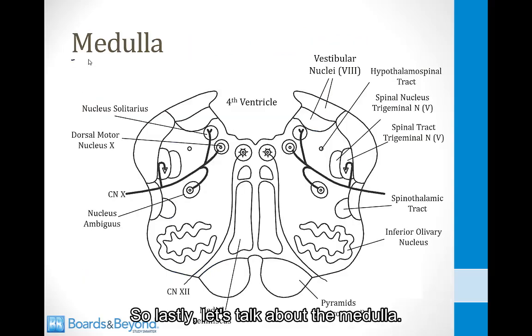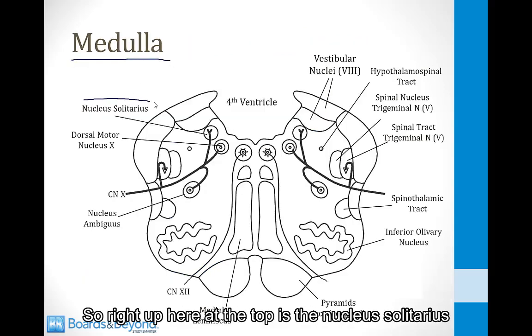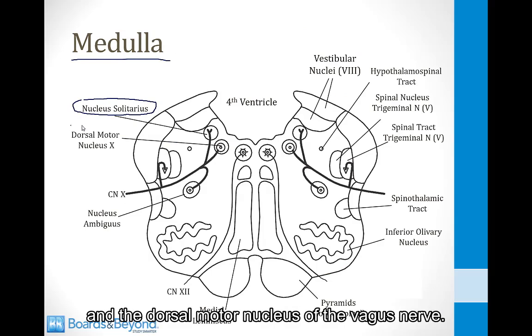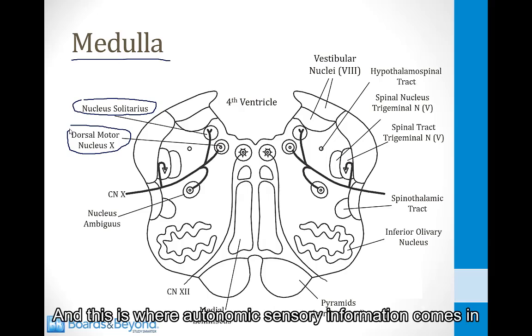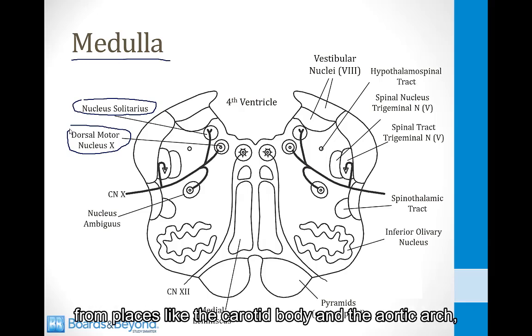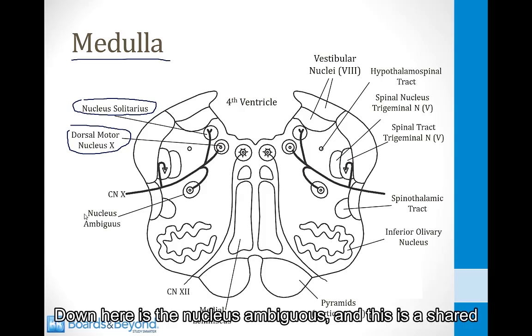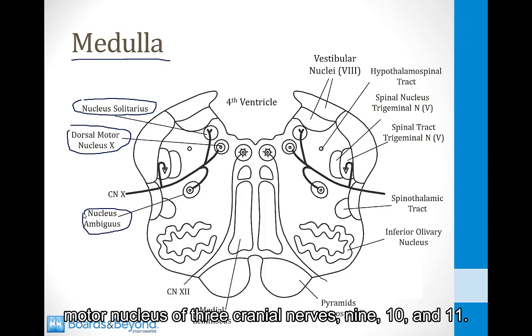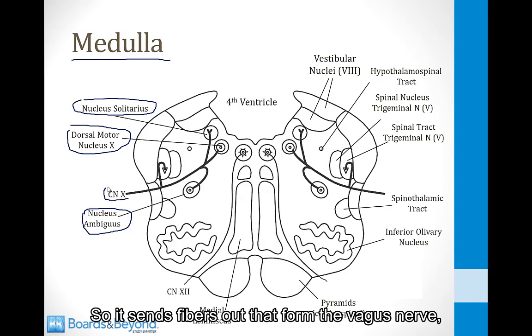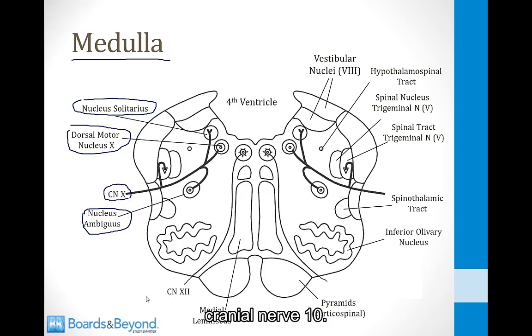So lastly, let's talk about the medulla. Right up here at the top is the nucleus solitarius and the dorsal motor nucleus of the vagus nerve. This is where autonomic sensory information comes in from places like the carotid body and the aortic arch and then goes out to affect autonomic functions of the vagus nerve. Down here is the nucleus ambiguus, and this is a shared motor nucleus of 3 cranial nerves, 9, 10, and 11. So it sends fibers out that form the vagus nerve, cranial nerve 10.